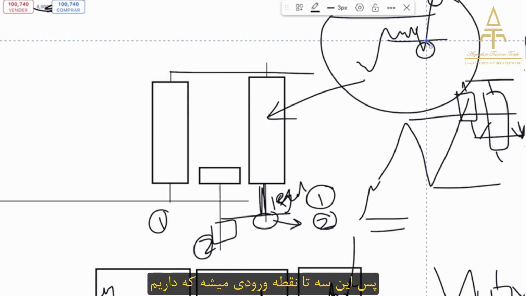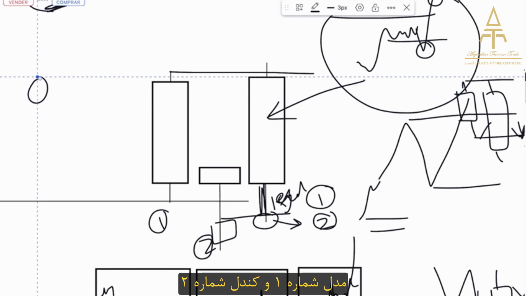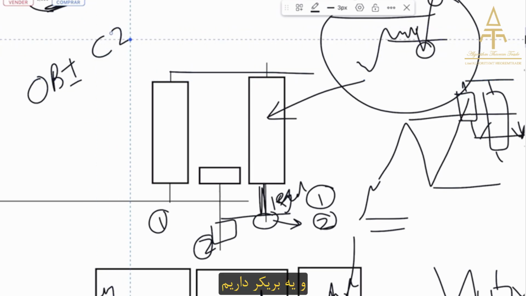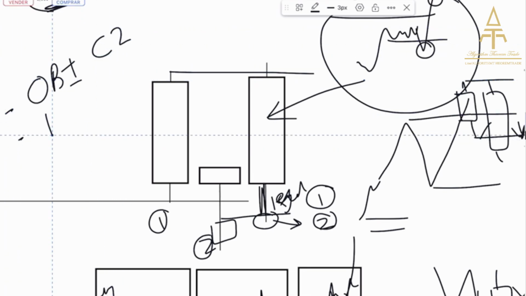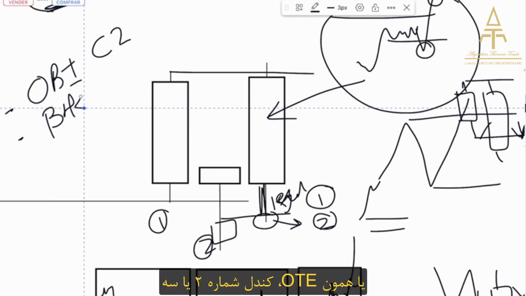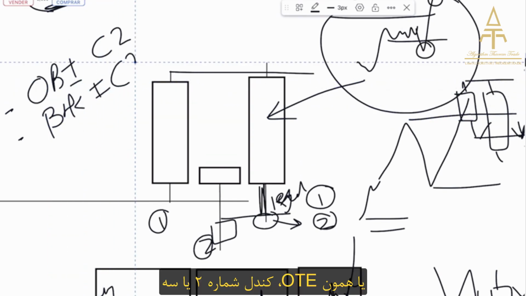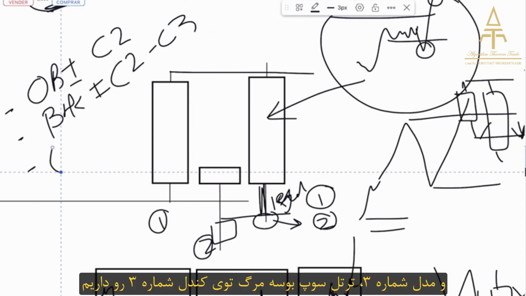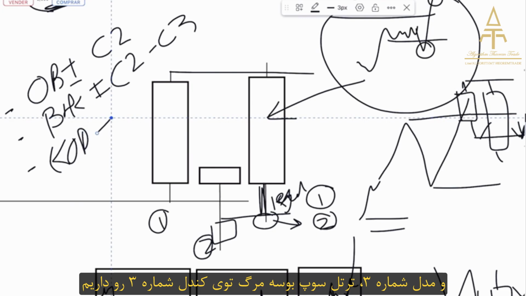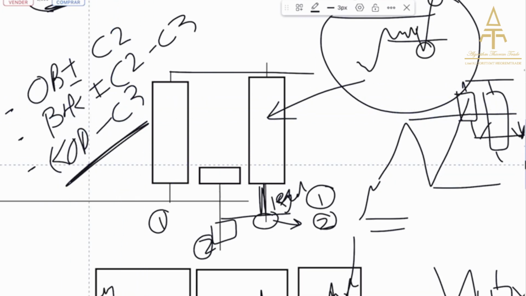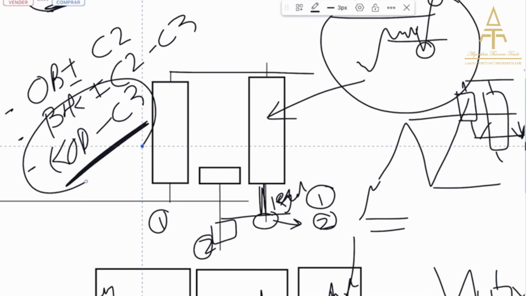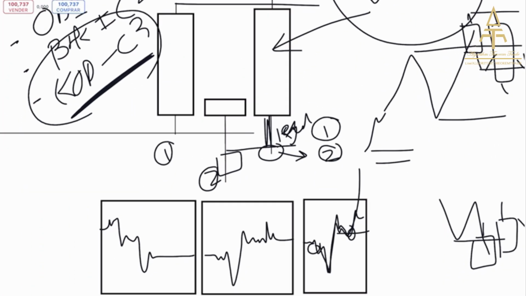So those are the three entries you have. You have model number 1 in candle number 2. And you have a breaker or OTE in candle number 2 or 3, usually 3. And you have the Kiss of Death turtle soup in candle number 3. This is my favorite, and I'm looking forward to seeing many of you using this one.